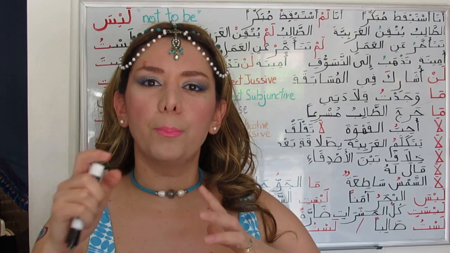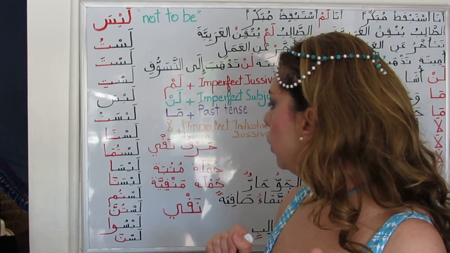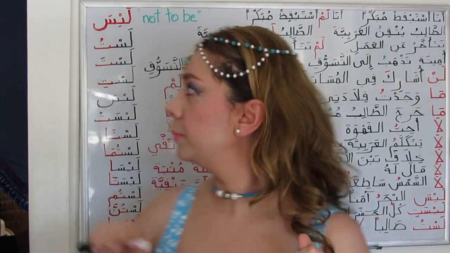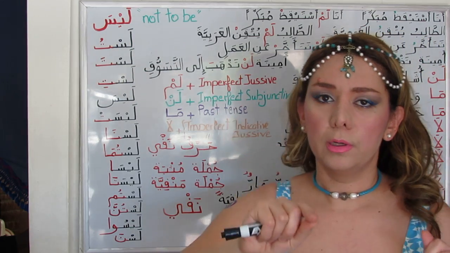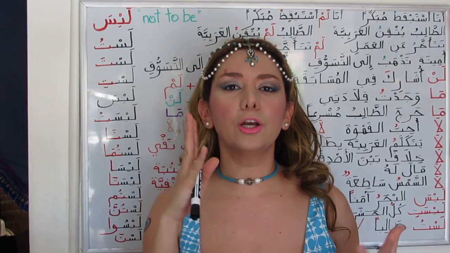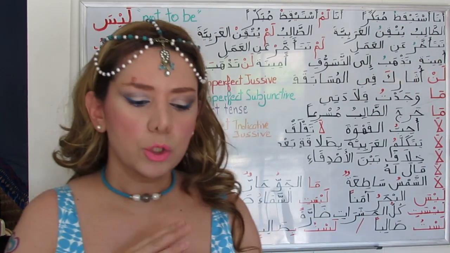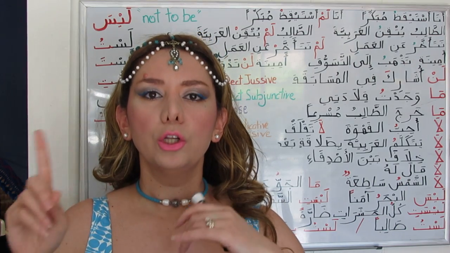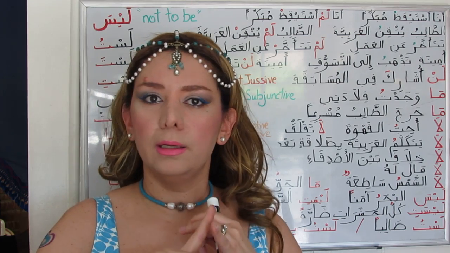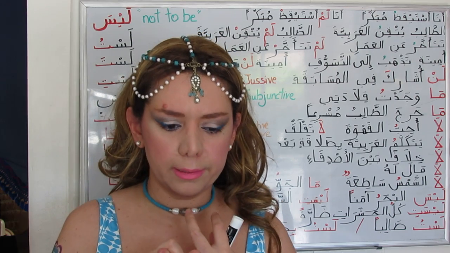We have another, it's not a particle, it's a verb of negation. فعل نفي. ليس. ليس is a verb specialized in negating a nominal sentence. It means not to be. So ليس is a copulative, the verb not to be. It doesn't negate a verbal sentence, just a nominal sentence.